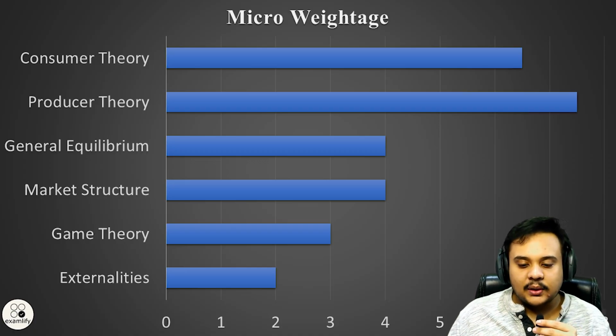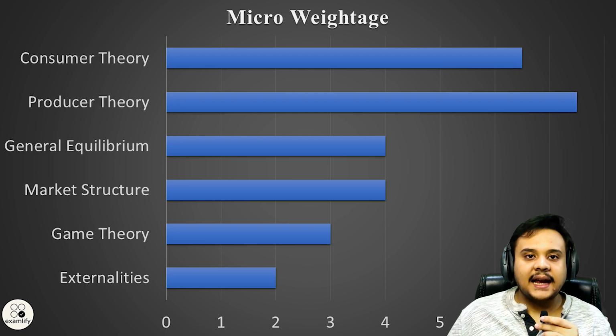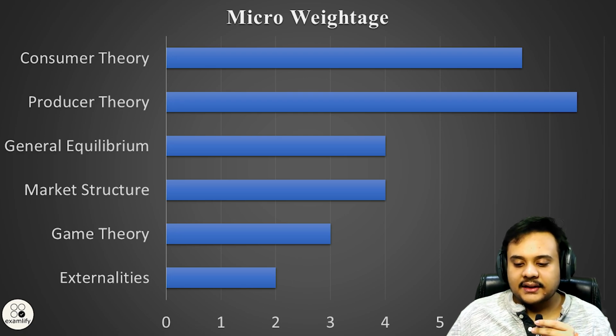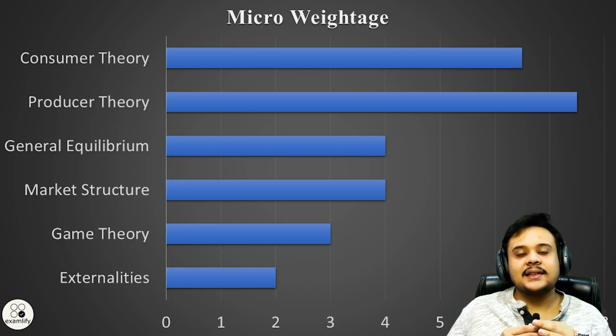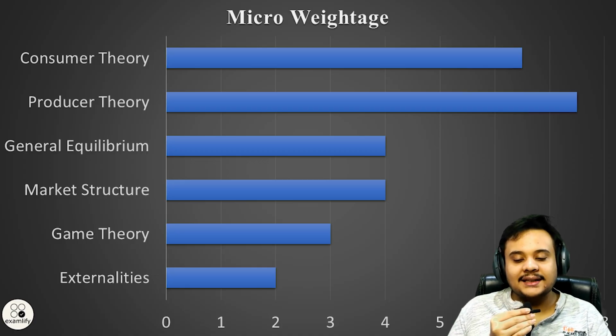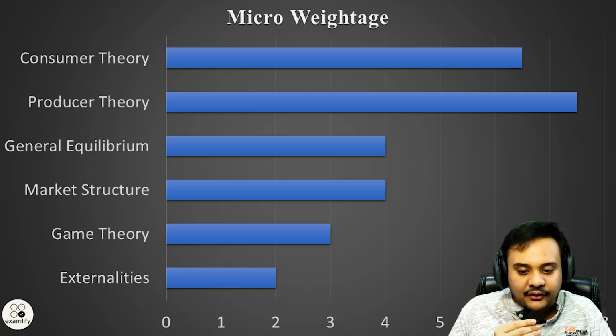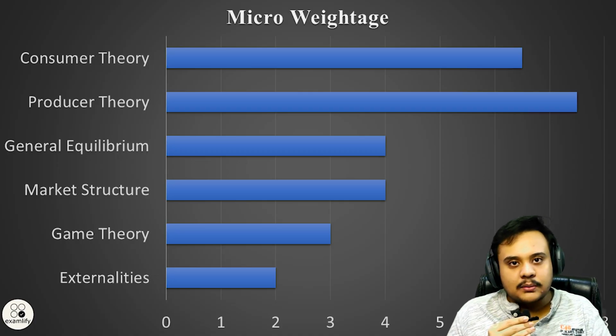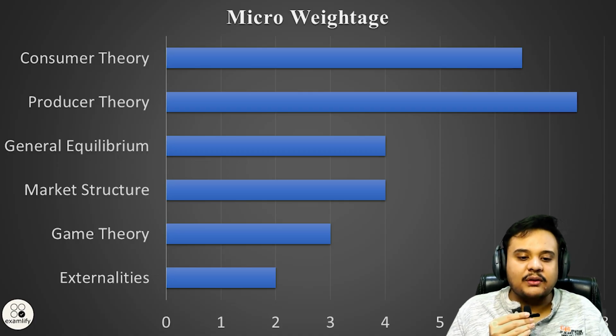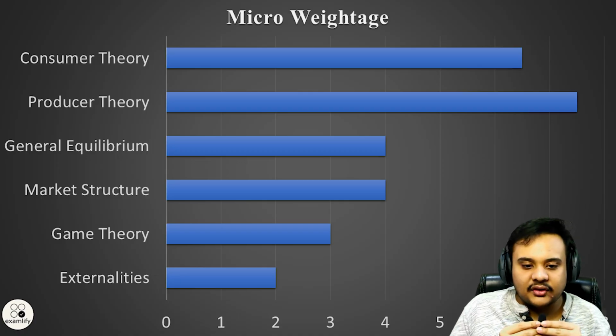Then we have game theory, again one or two questions you can expect. Okay, so something like Nash equilibrium and similar questions we have seen time and time again. Then finally externalities. This is a topic that is not asked every year, but on average we can say that it is going to carry about 2 marks. So again, you do not have to skip this topic because it is not very difficult, right?